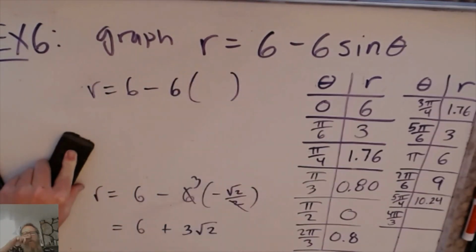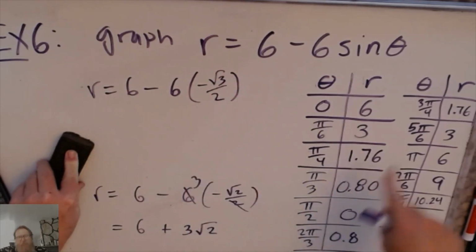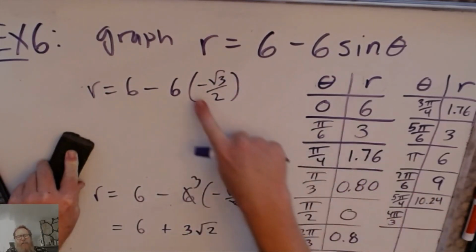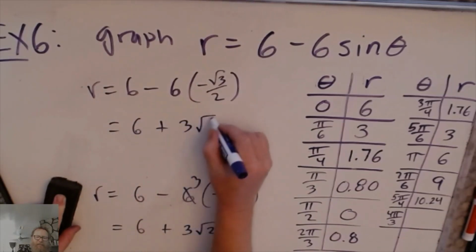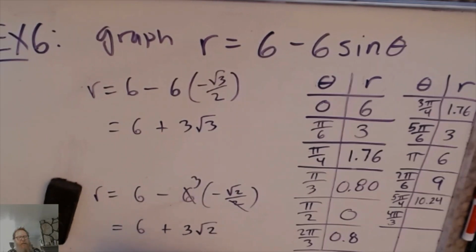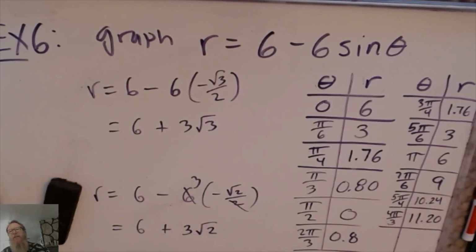Remember, sine of 4 pi over 3 is just negative root 3 over 2. It's the same as one of these previous signs, but it's negative. Now I have to be careful. So that's going to be 6 plus 3 root 3. So that's going to be 11.196. So 11.2 basically.